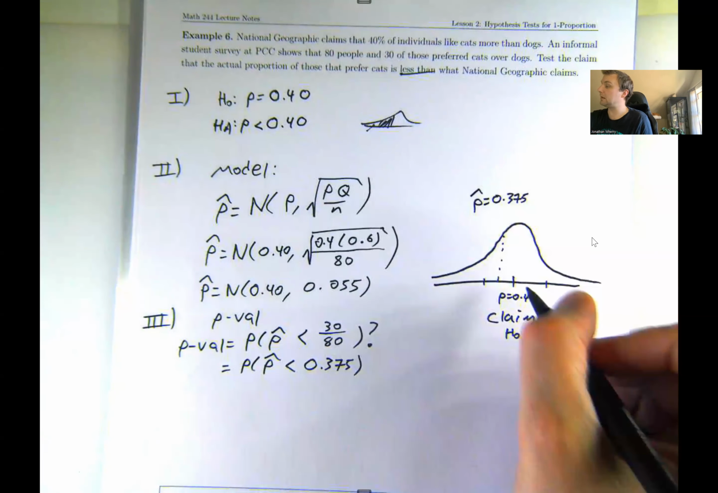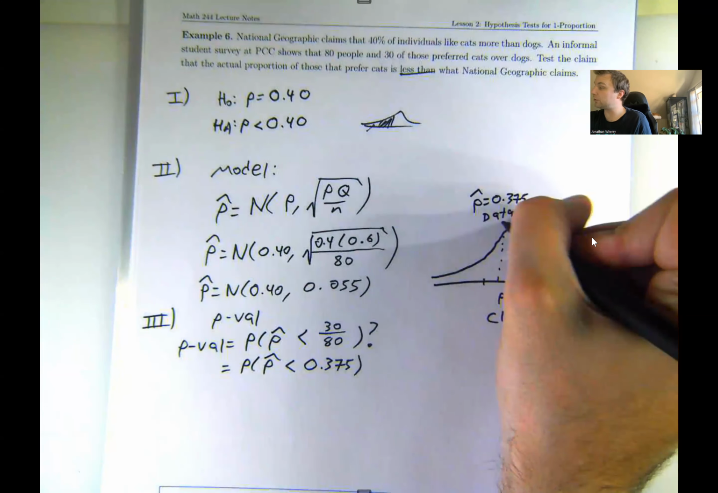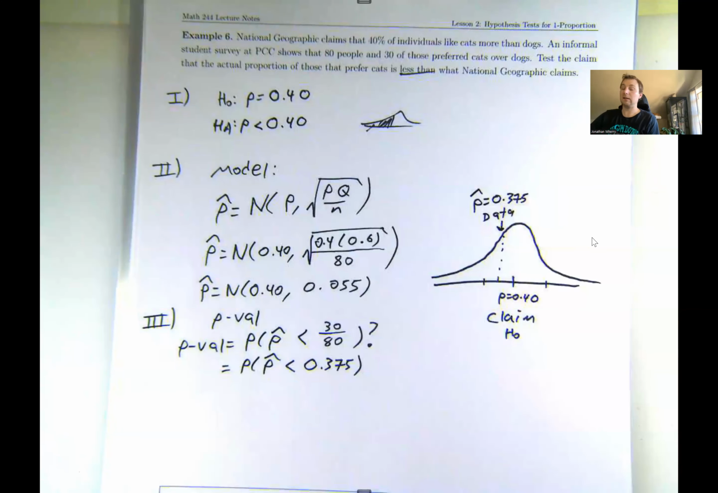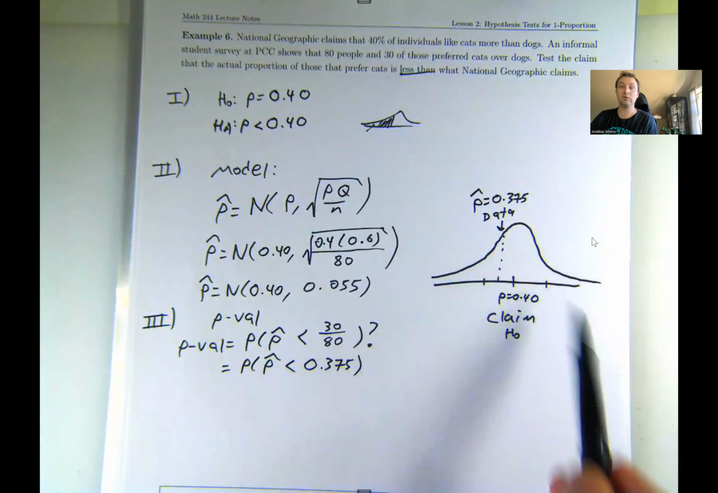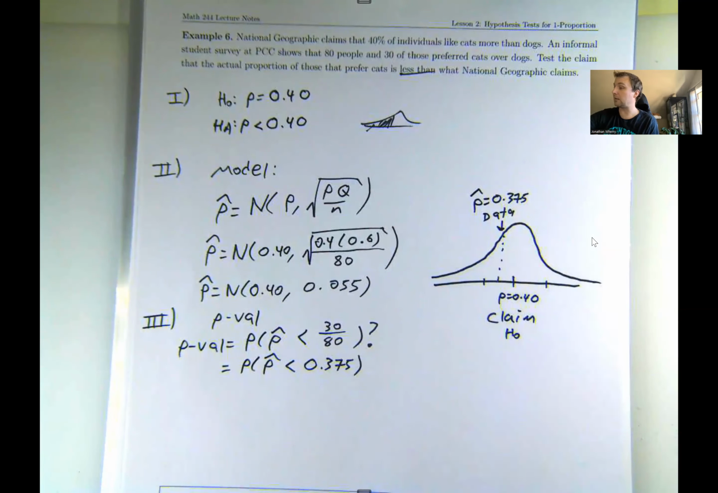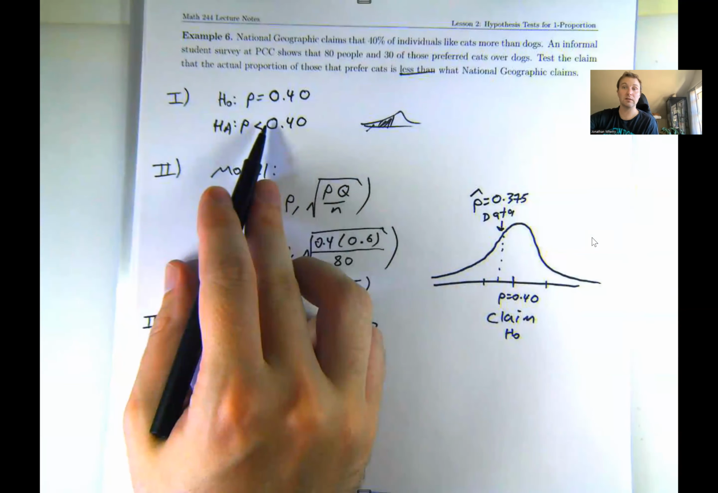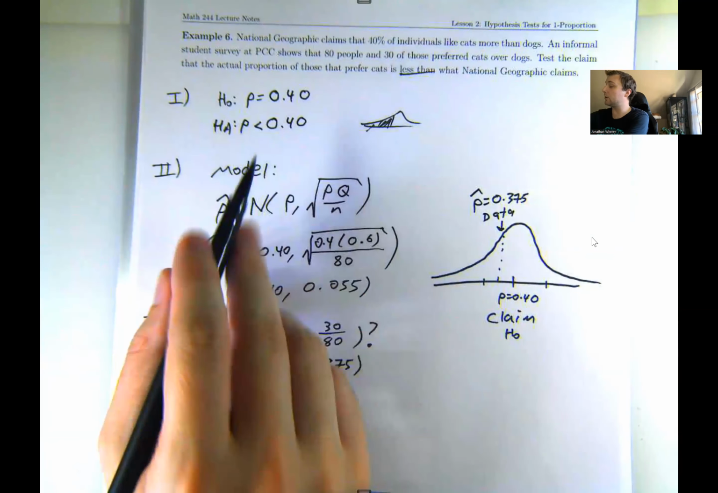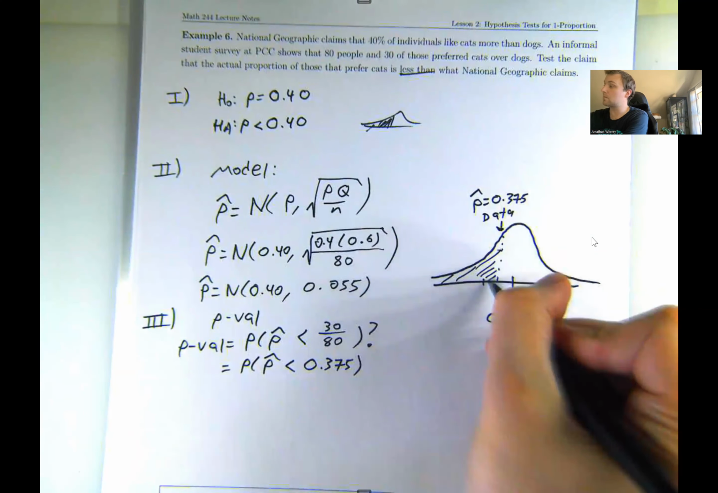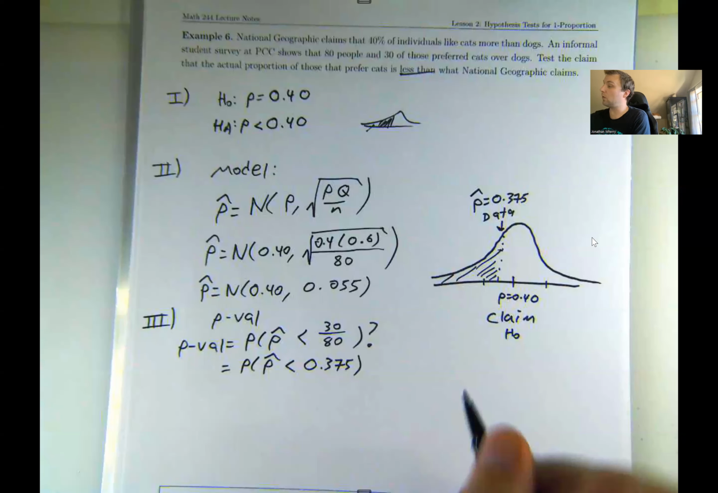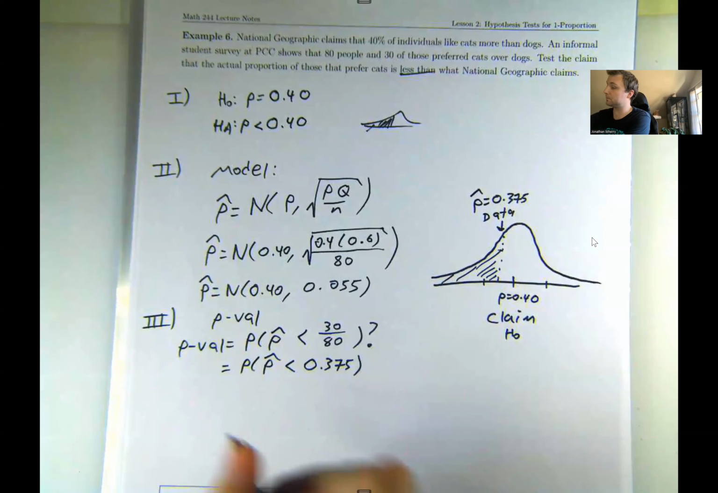So p is the claim, p-hat is my data, and that's where I start to shade. Now I can shade this to the left, I can shade this to the right, or I can shade this as two tails. And the spot that I know to shade from is based off of this alternative hypothesis. This is telling me less, so I'm going to shade this thing to the left. So I'm going to find my test statistic, or my z-score.